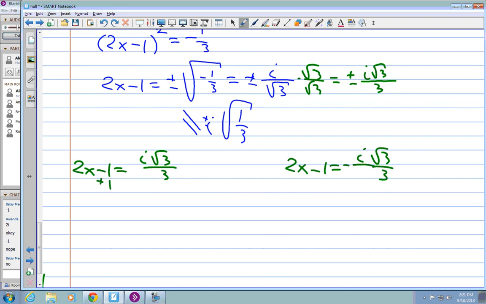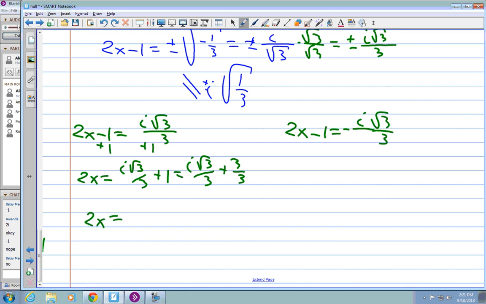Right, add 1 to both sides. So 2x equals what? i square root of 3 over 3 plus 1, right? How do we do that? We need a common denominator, don't we? So 1 is the same as 3 over 3. i square root of 3 over 3 plus 3 over 3. So I can say that 2x, and I'm going to write it like this, equals 3 plus i square root of 3 over 3. Is that okay? But it's still 2x.